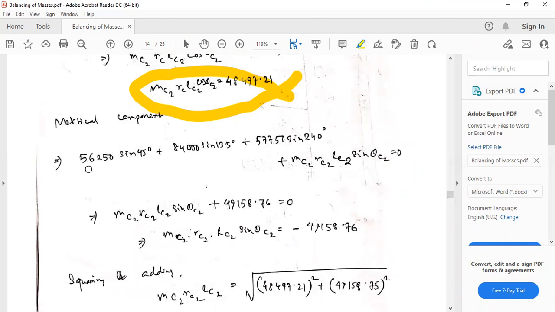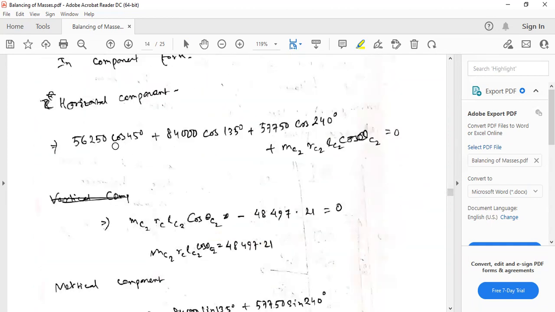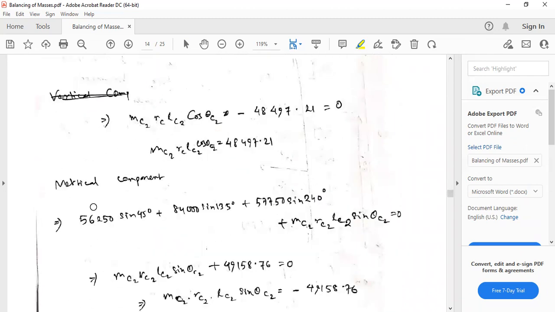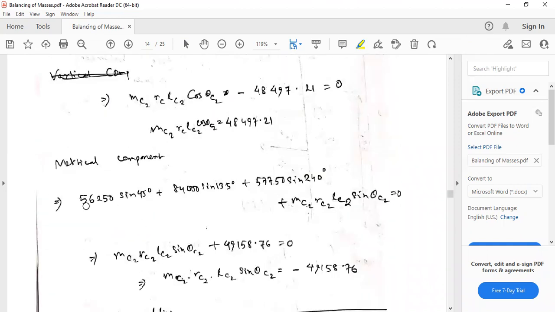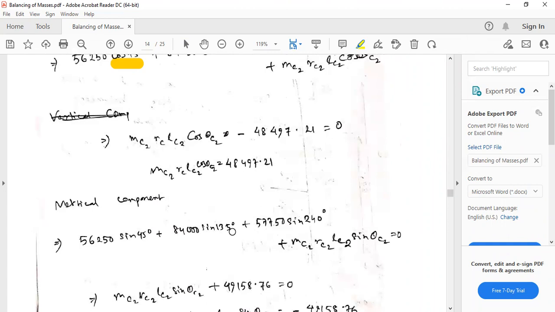Now what you have to do for the vertical components is take the angles as sine. The value of this one will be M1 R1 L1 sine 45. The next one will be M2 R2 L2 sine 135. Next one, sine 240. This angle is 240.